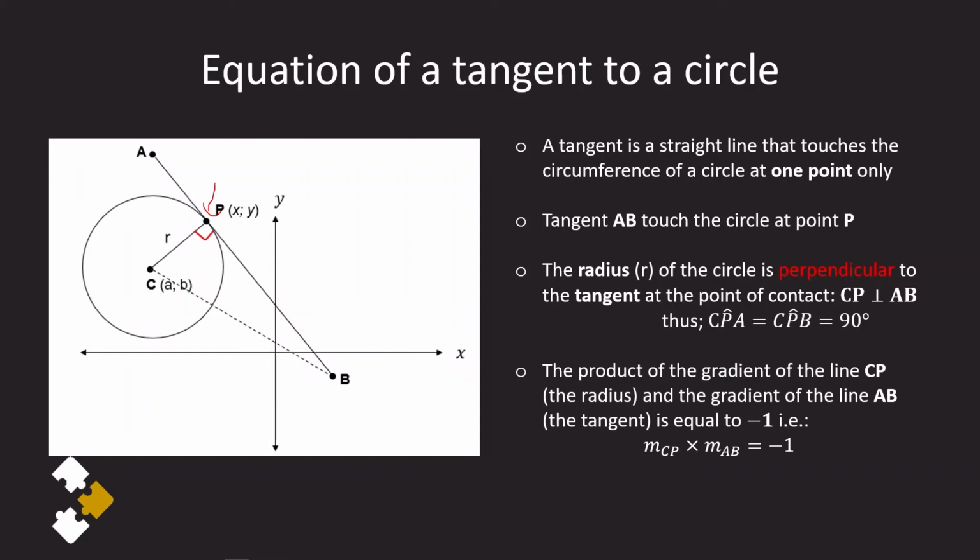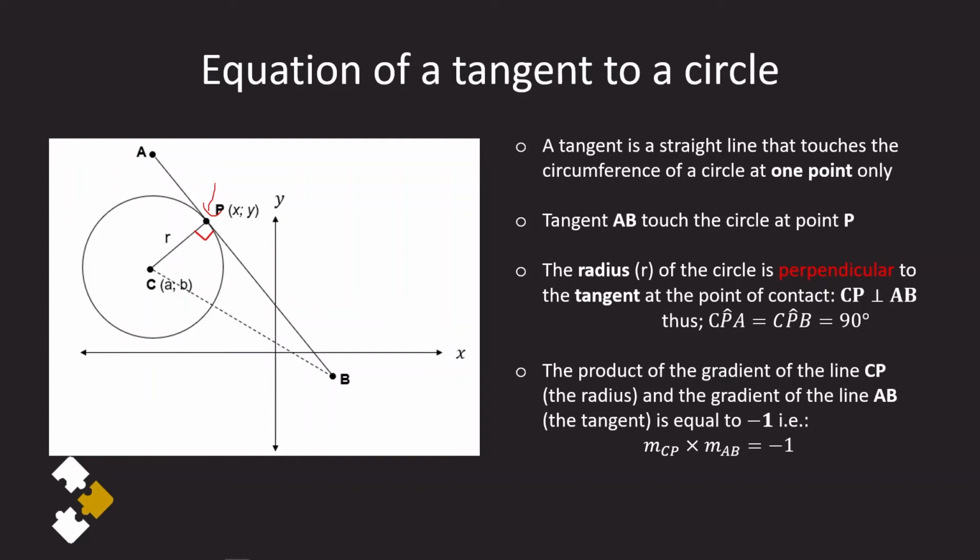Now they're saying the radius r of the circle is perpendicular to the tangent at the point of contact. So wherever they touch each other, the radius and the tangent, they will be perpendicular to each other. So this means that angle CPA will be 90 degrees, and also angle CPB will be 90 degrees. Now they're saying the product of the gradient of the line CP, the radius, and the gradient of the line AB, the tangent, is equal to minus 1.